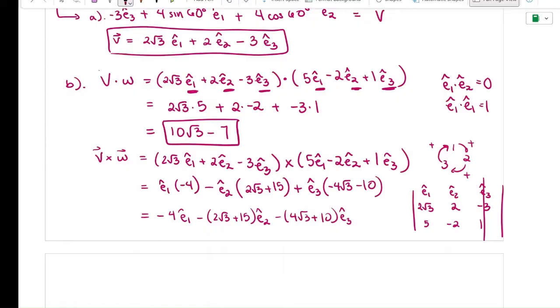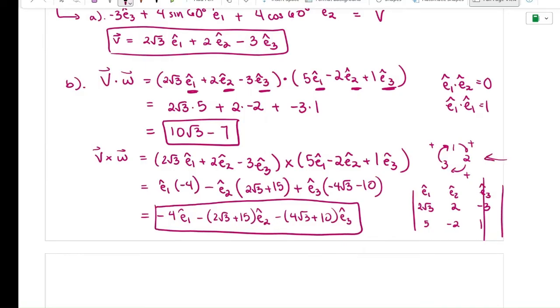I should have done this to denote that it's a vector. So this is the cross product. And if you were to do this method, you would just notice that E1 cross E1 is going to be 0. E1 cross E2 gives you a component in the E3 direction. E1 cross E3 gives you a negative in the E2 hat direction. And then you just continue this distributive process onwards.